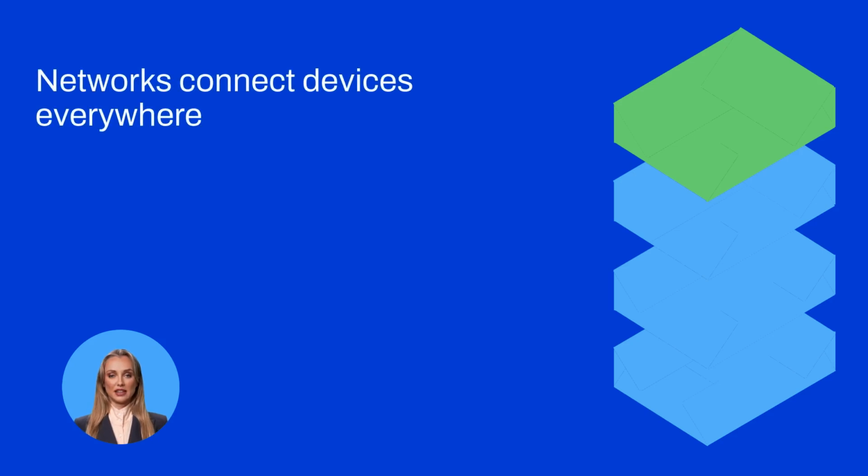Now, some of you might be thinking, wait, isn't this just the internet? The internet is actually the biggest network of all, like a massive highway system. But networks exist everywhere. Your school has its own network connecting all the computers in this lab. Your home has a network too. That's what lets your phone, gaming console, and your parents' laptops all share the same Wi-Fi connection.